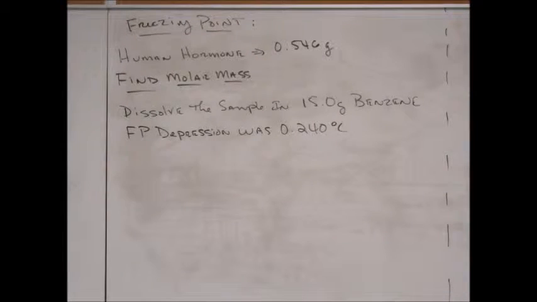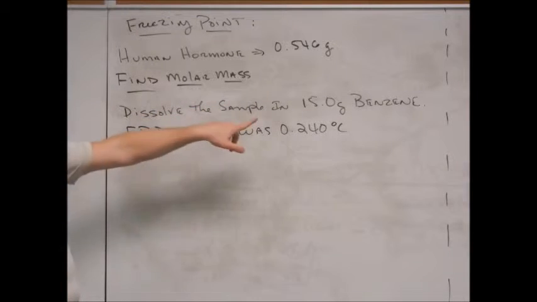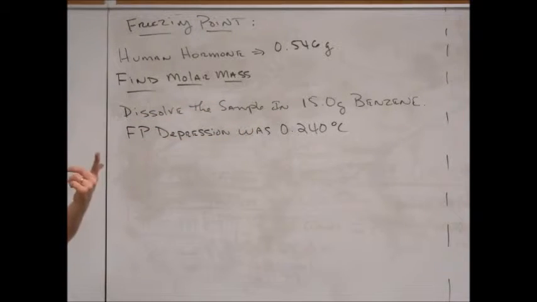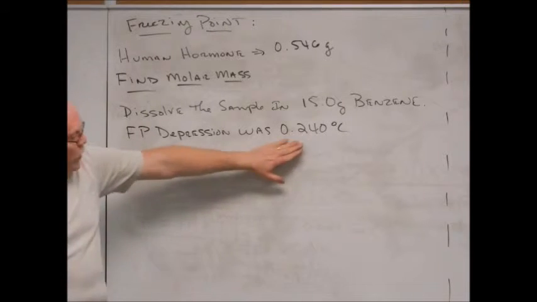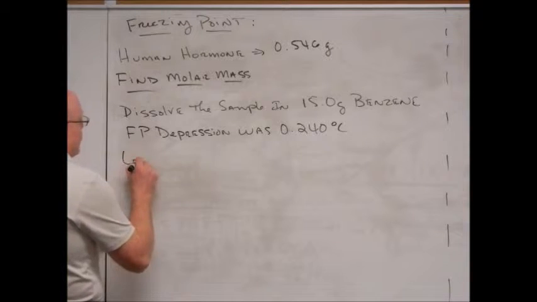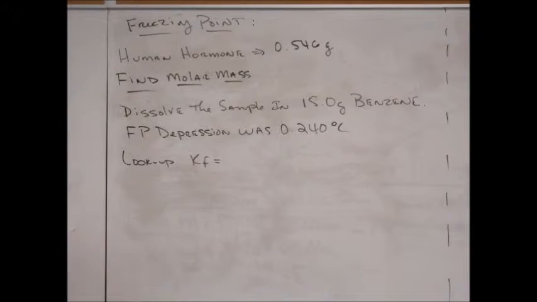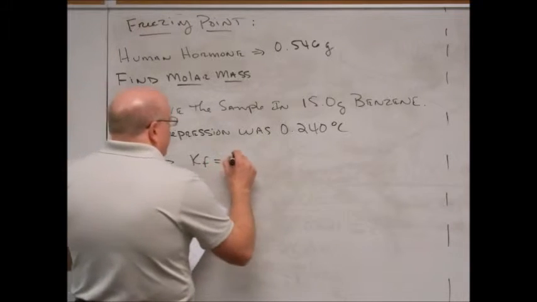So they take this sample, human hormone, isolated 0.546 grams. They drop it in 15 grams of benzene, make a solution out of it. They measure the freezing point, and the freezing point dropped by 0.24 of a degree. Since we're doing a freezing point problem, we should look up the Kf value for benzene. Kf value for benzene is 5.12 degrees Celsius.